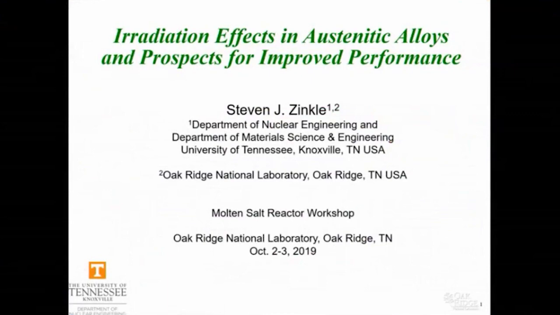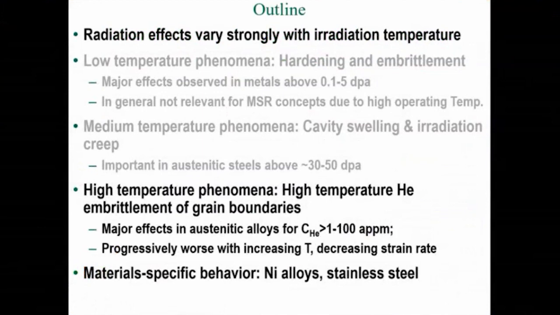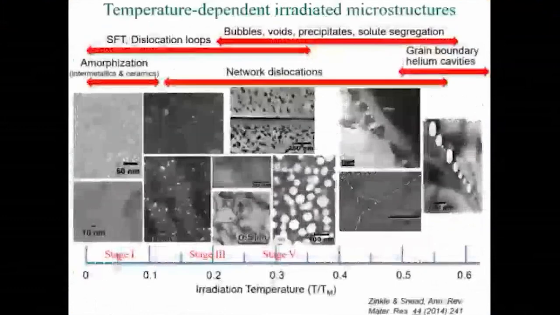So I'm going to be talking about radiation effects in nickel-based alloys and austenitic alloys. As an outline of what I'll be presenting, I'll very briefly introduce the idea that the different types of radiation effects phenomena depend strongly on temperature. And for molten salt applications, that actually greatly simplifies the problem. It really comes down to being high temperature phenomena for molten salt reactor applications. After introducing the general concept of high temperature helium embrittlement, then I'll talk about some material specific behavior.